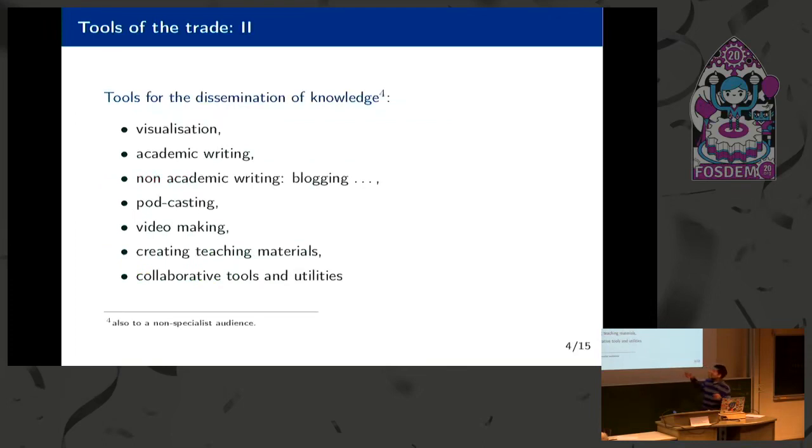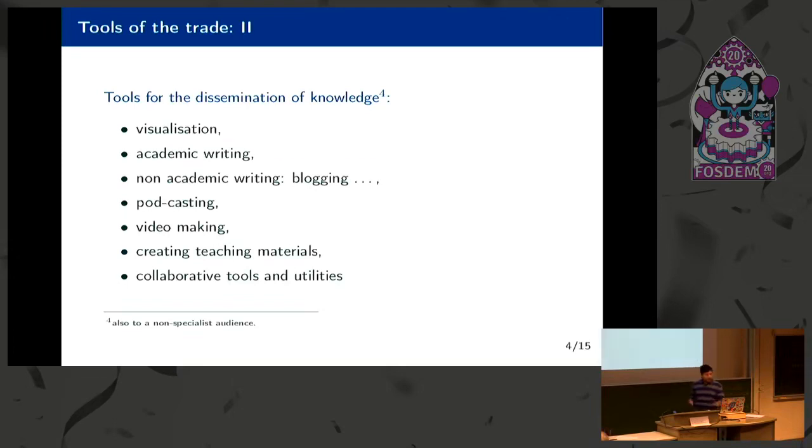So there's a list of all kinds of tools and software that we use to produce and reproduce information in the research domain. We need software for visualization, and academic writing like LaTeX. I don't know any other software than LaTeX, but yeah, we also have non-academic writing like blogging, and we use software for podcasting and so on and so forth.